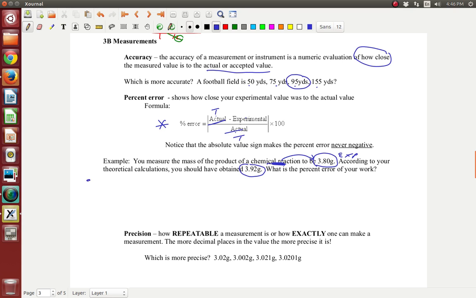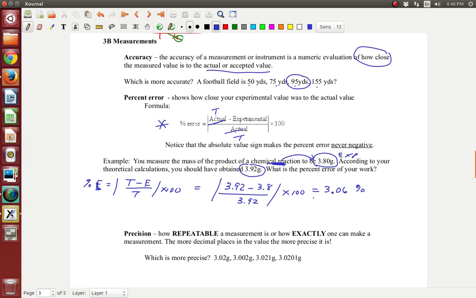So we always write the formula, always. So percent E equals, and this time I'm going to use a T. The theoretical minus the experimental over the theoretical times 100. Now you can fill in the values. The absolute value of 3.92 minus 3.8 divided by 3.92 times 100, and put it in your calculator. What you should have gotten is 3.06%. Now we haven't done sig figs yet, so this is going to be okay.